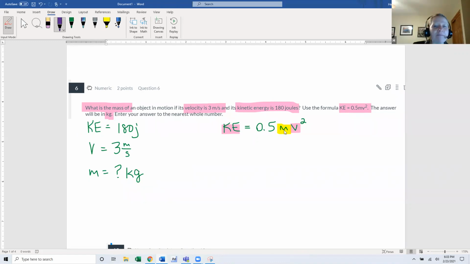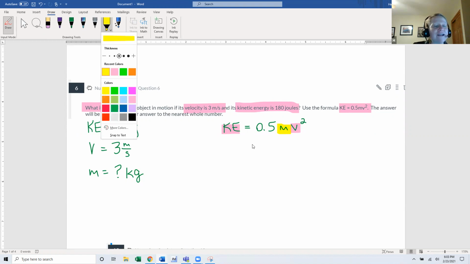So I need to get M by itself. Because this is all multiplication, this is really 0.5 times mass times velocity squared. There's an inherent little times between all of those things. I don't have any add or subtract, which makes this a little easier. It doesn't matter whether I move the 0.5 first or the V squared first. I do want to move the square with the V. V squared is going to stay together.